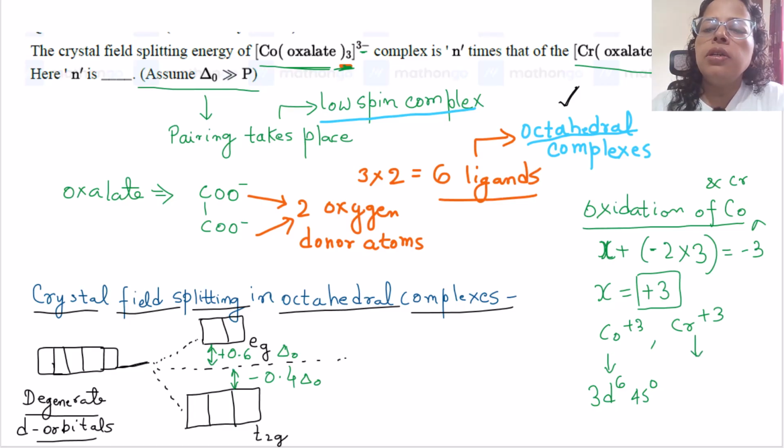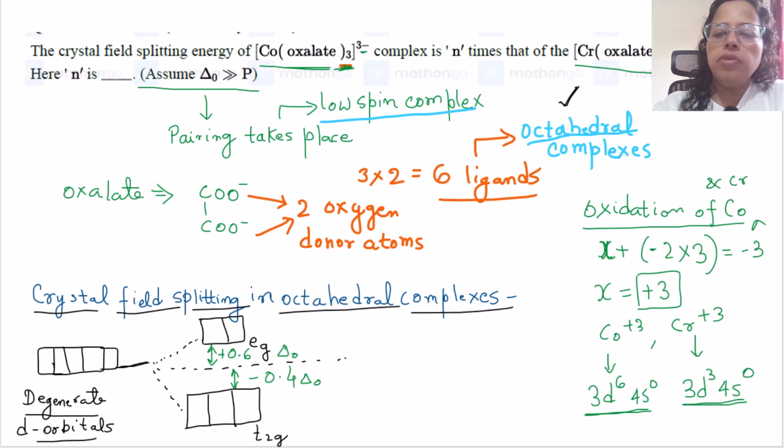Similarly, what will happen to chromium plus 3? Chromium is 3d5 4s1, and in the plus 3 oxidation state, chromium will be 3d3 4s0. Okay, we have got the electronic configurations of cobalt 3 plus and chromium 3 plus ions both.